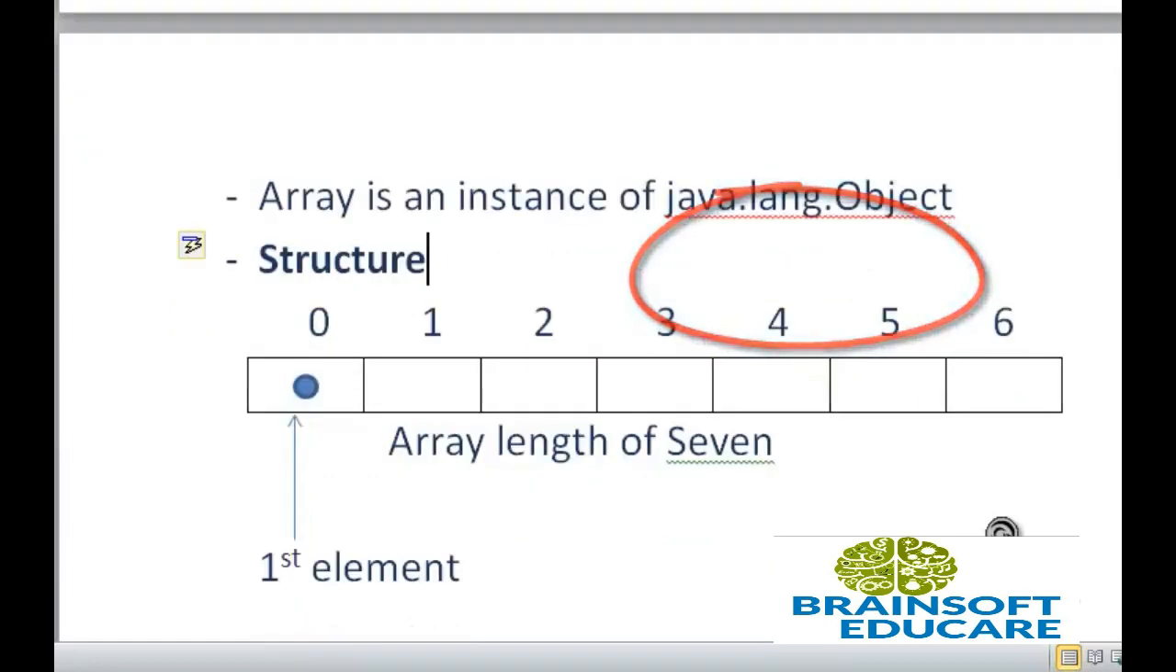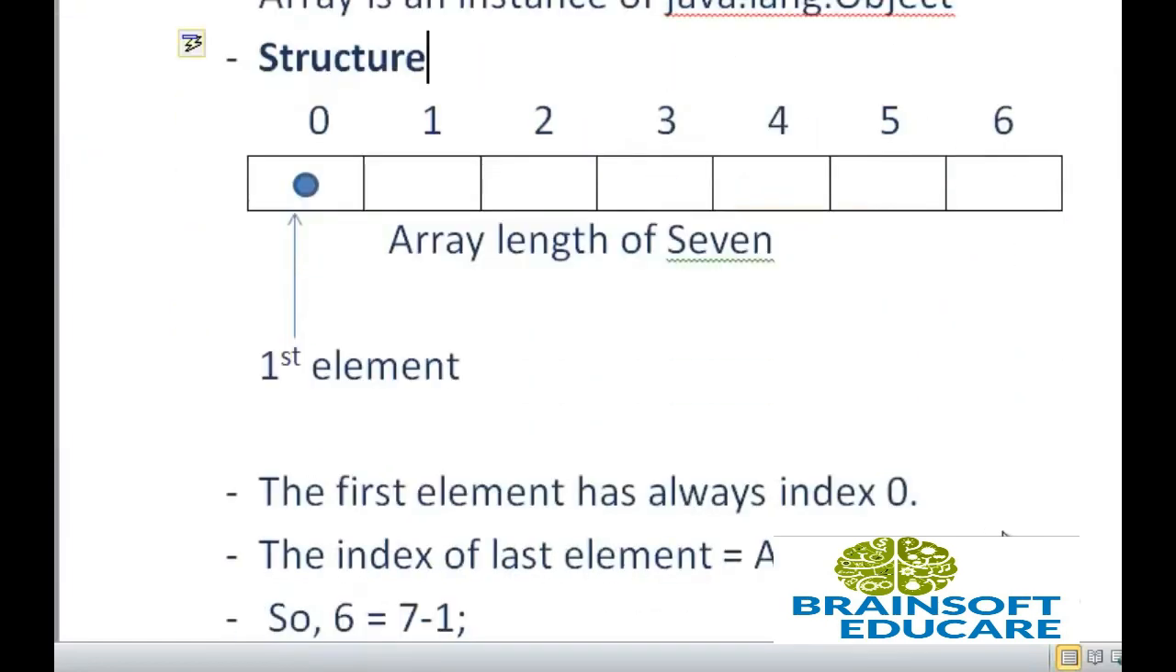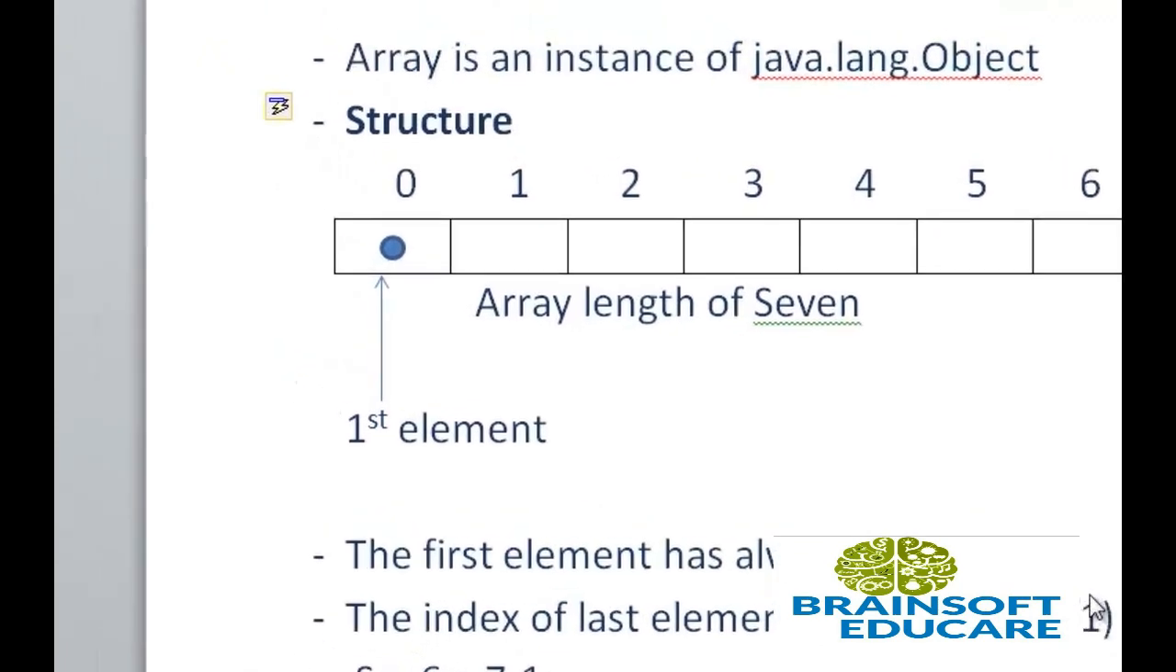Now let's take a look at the structure of an array. This figure shows the general structure of the array. Here the array has 7 elements and each element has a specific value. These numbers are the index. The first element always has 0 index. Due to this, the last element is always array length minus 1. In this example, our last element index is 6, which is equal to the length of the array, 7, minus 1.